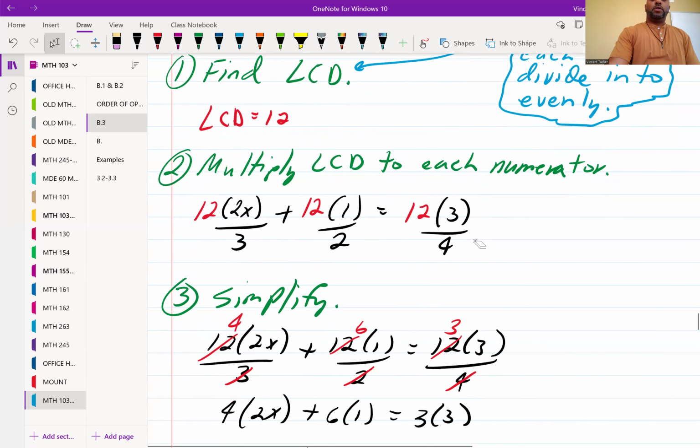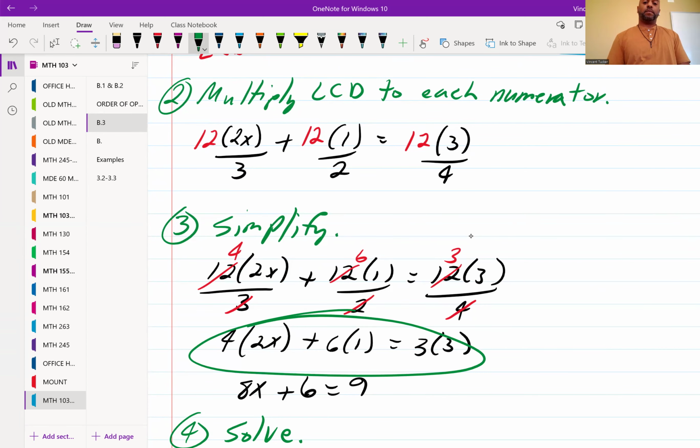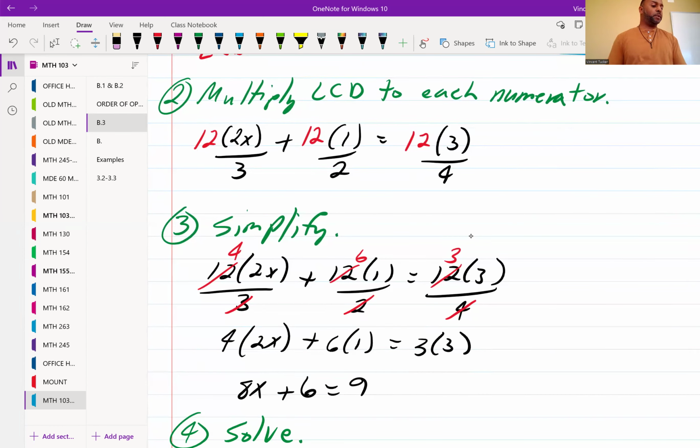So when we look at step three, this is why we need 3, 2, and 4 to be able to divide into this number that we call the LCD, because that's what's going to happen. So the 3 is going to divide into 12, leaving you with 4. 2 divides into 12, leaving you with 6. And then 4 divides into 12 and leaves you with 3. And you see we have this left. So make sure we're okay before we keep going. And you see once you get here, now our fractions are completely gone, and we can go ahead and move forward with a regular equation.